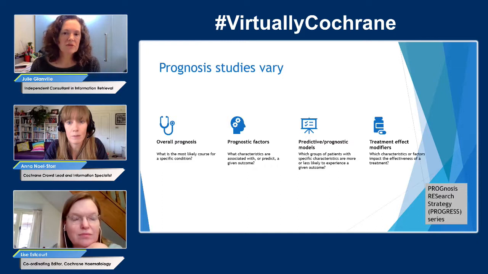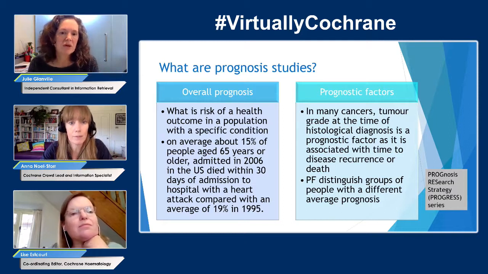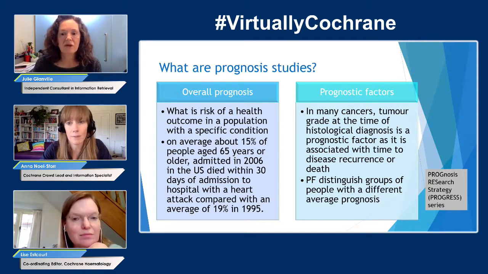The four types of prognosis studies, very briefly, are overall prognosis, prognostic factors, predictive and prognostic models, and treatment effect modifiers. These are just some more information about the different prognosis studies. The overall prognosis study type is where we look at the risk of a health outcome in a population with a specific condition. So maybe the number of people who have been admitted into hospital and have died within a certain length of time after having had a heart attack, for example. So that's overall prognosis. Prognostic factors are disease issues that might be associated with disease recurrence or death or some other aspect of the pathway. And prognostic factors studies distinguish groups of people with a different average prognosis.